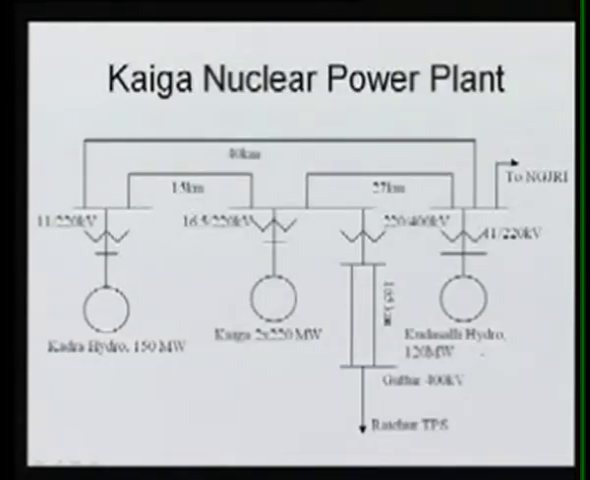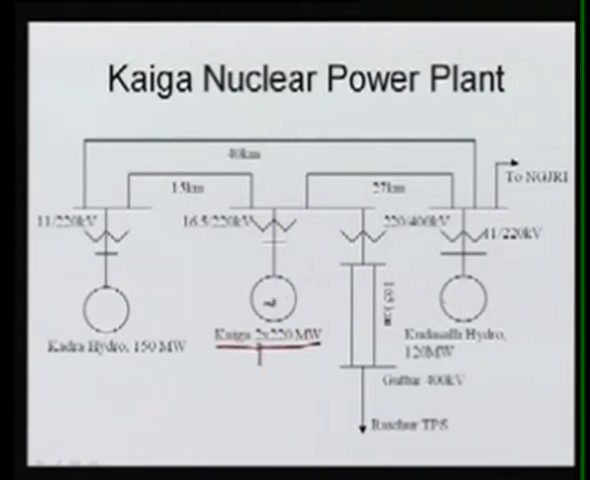To understand this dynamic stability, let us see a practical system that we have analyzed. It is the Kaiga nuclear power plant in Tamil Nadu. Its rating is 220 megawatt, and there are two units here.